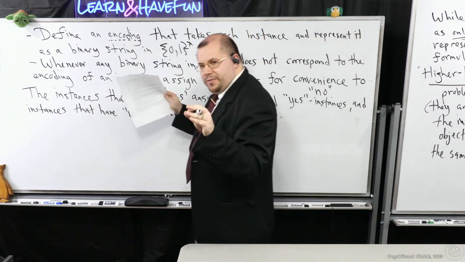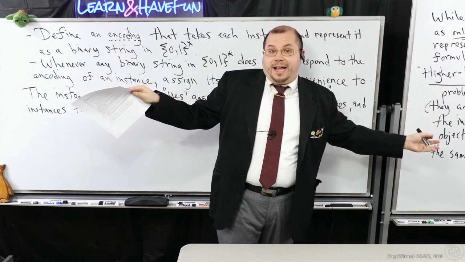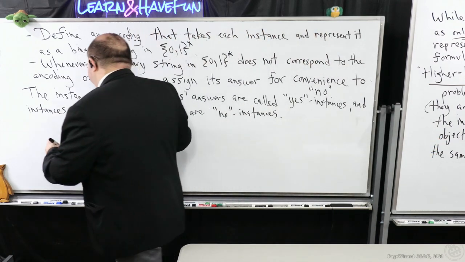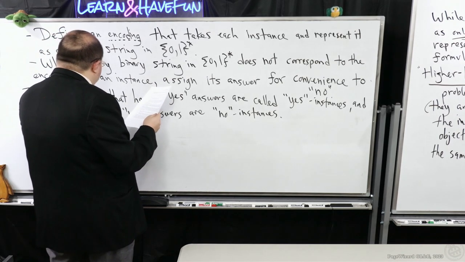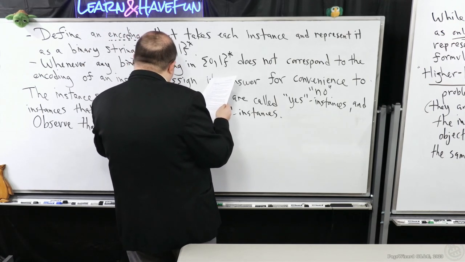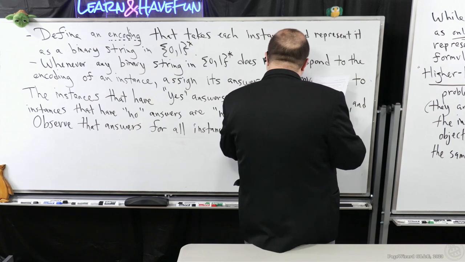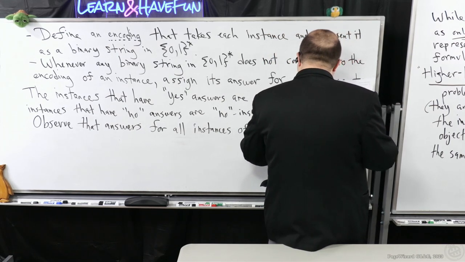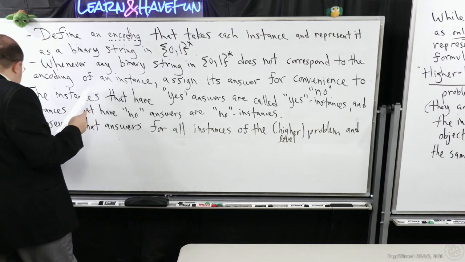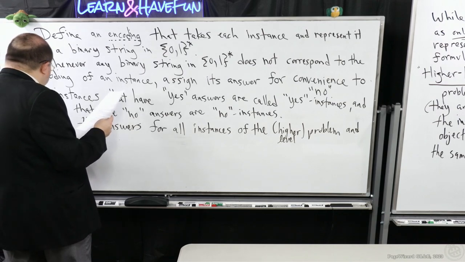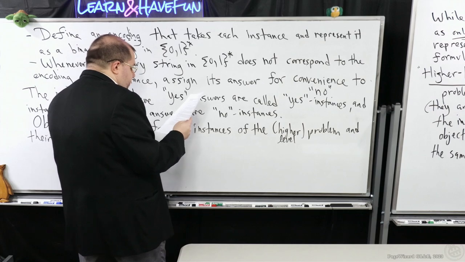So the big thing, the big kind of revelation with all of this, just to be very clear, is that every time you're looking for a yes instance, the two notions match exactly. That's the point I'm getting at. So observe that answers for all instances of the higher level problem and their binary encodings, the encoded binary strings as per what I described up here, match.